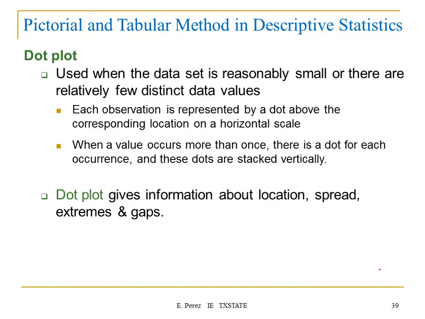So a dot plot is used when the data set is reasonably small and there are relatively few distinct data values. Each observation is represented by a dot above the corresponding location, so you're going to have a line and then you're going to start putting those dots on top of the values. And when a value occurs more than once, you're going to put that dot on top of the other one, so you will see them stacked vertically. The dot plot gives you information about the location, the spread, and the extreme values of your data points.